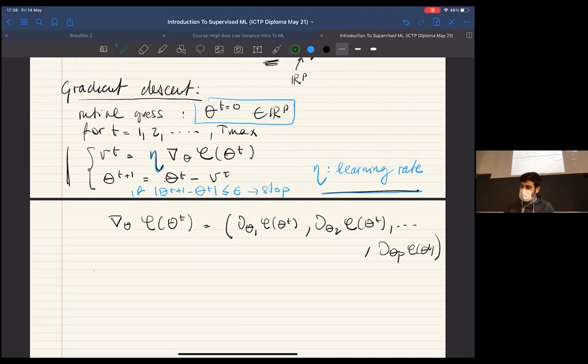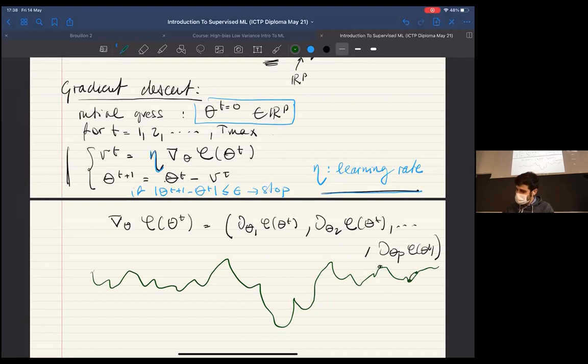Imagine even in 1 dimension, if you have a cost function like this, depending on where you start, maybe you start from here, you will find this local minimum. If you start from here, you will get stuck here. If you start from here, you will get stuck here. So you see that even in 1 dimension, the problem is non-trivial. In higher dimension, it's even worse. But that's life. This is an algorithm.